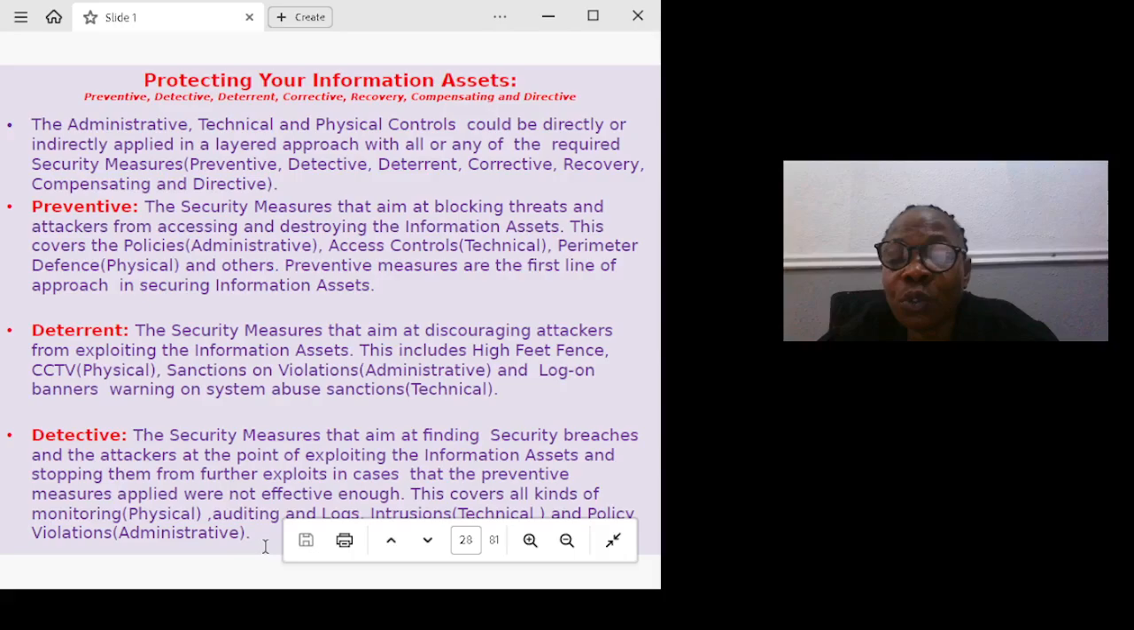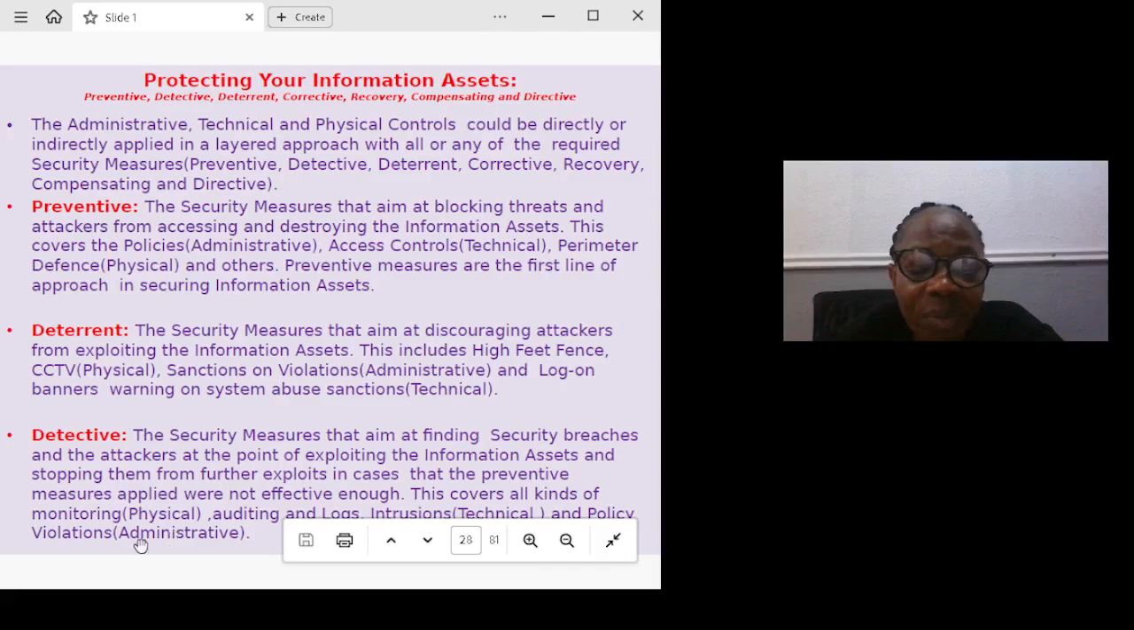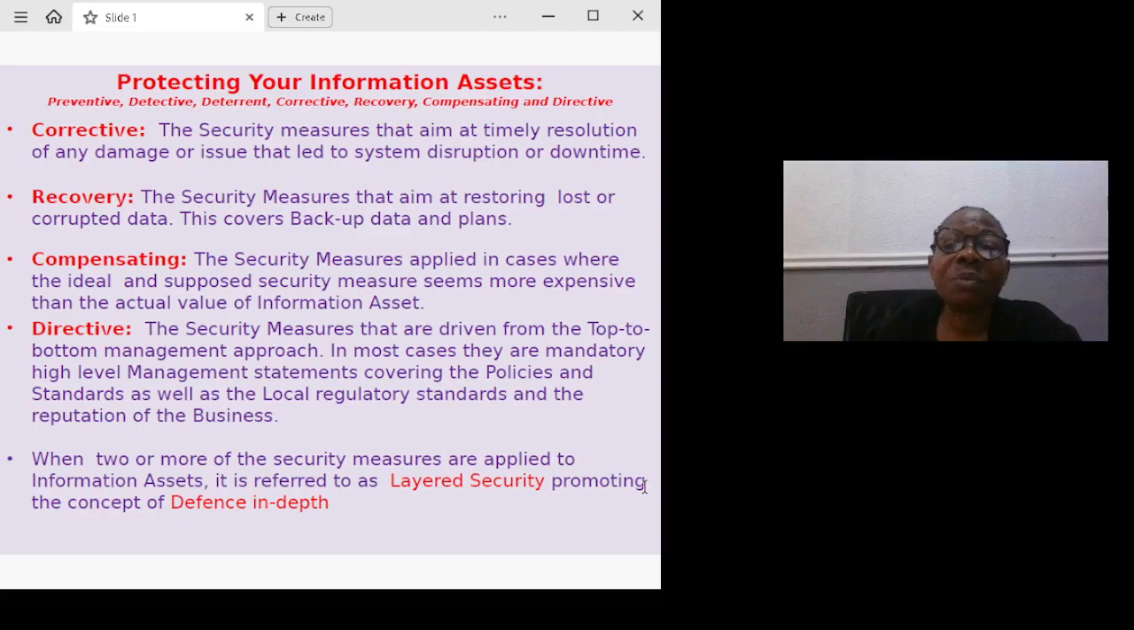Then we have detective controls, monitoring things, covering all the tools you use to monitor audit logs and intrusions. When a policy is violated, you should be able to monitor the logs and understand who actually violated the policy. So all these fall under defense, the multi-layered security.